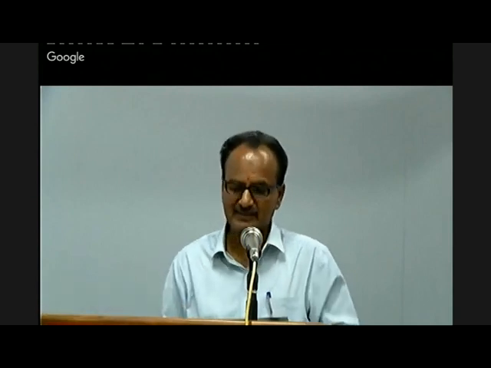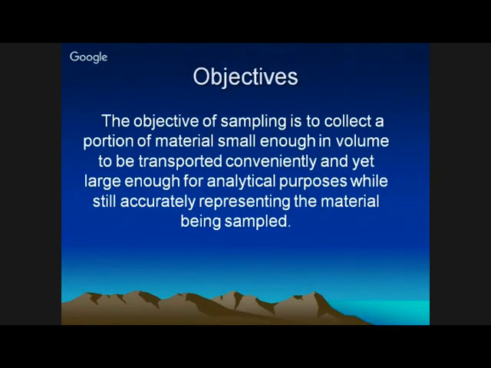So, the main objectives of sampling. First of all, we should know the objectivity. What is the objectivity? Why are you collecting the sample? Whether you have to design an STP, whether you have to design an ETP, or whether you have to take any other corrective measures, what is the objectivity behind that sampling.